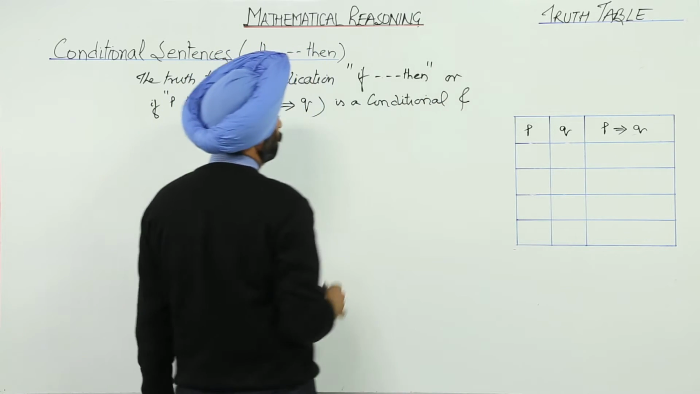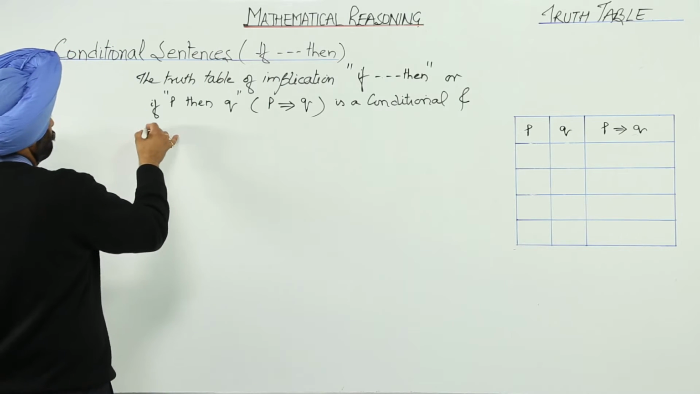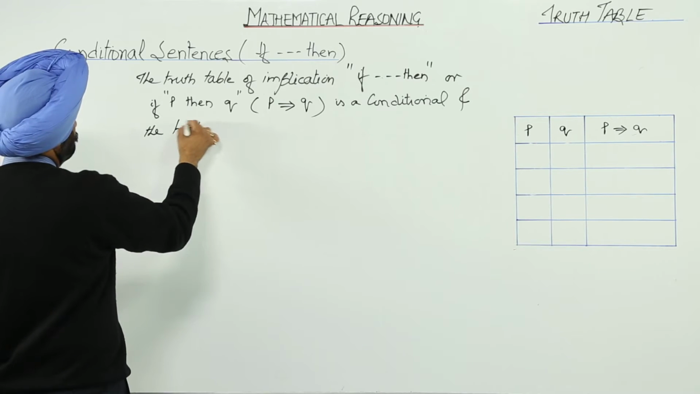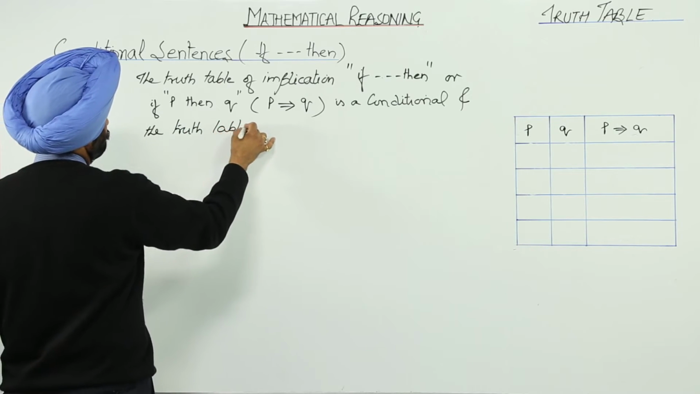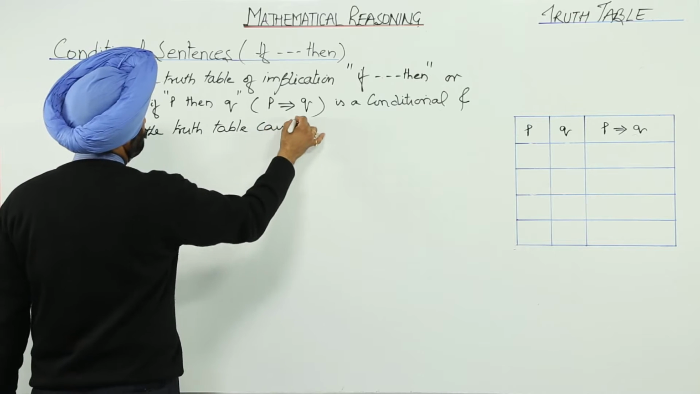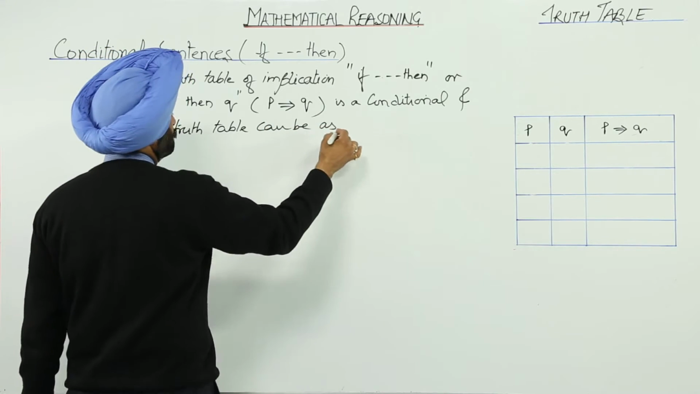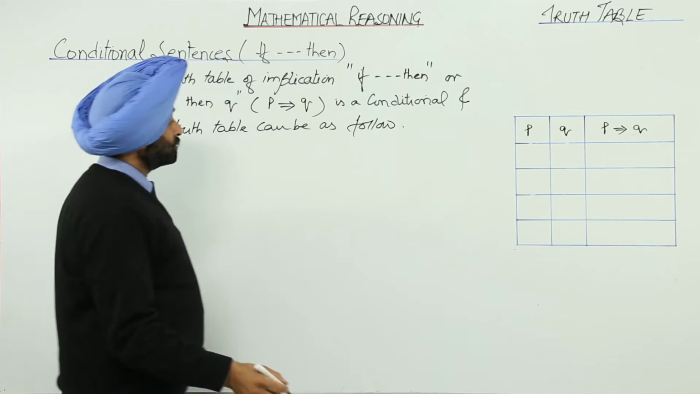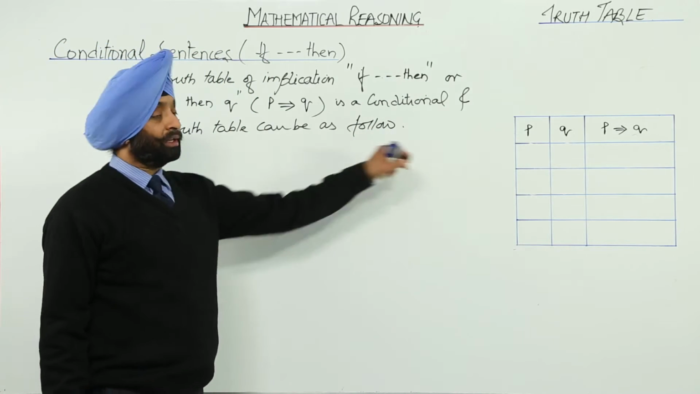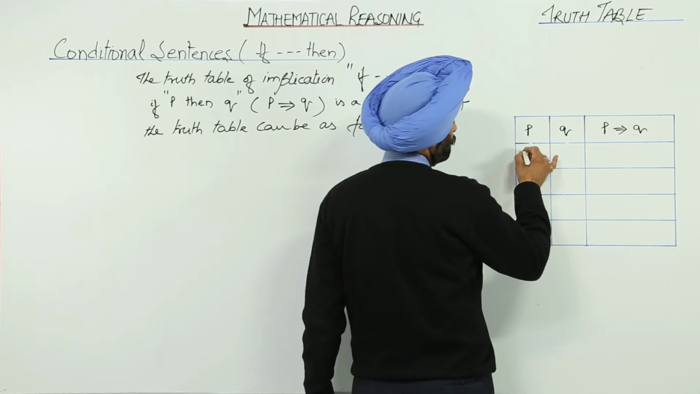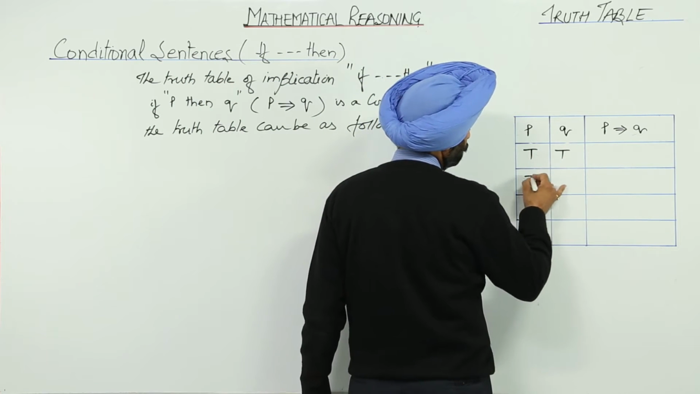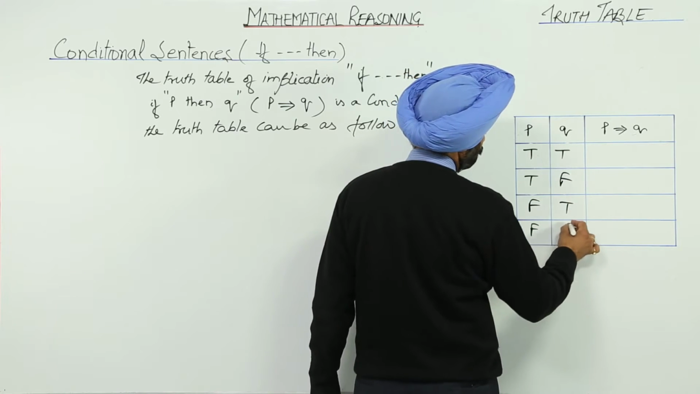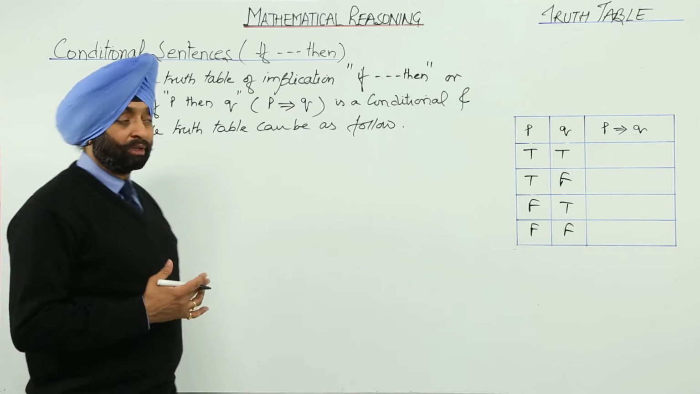And the truth table can be as follows. Now what does that mean? I have made it here on this side. We already know that the first row is both true, then true false, false true, and false false, for two sentences P and Q.